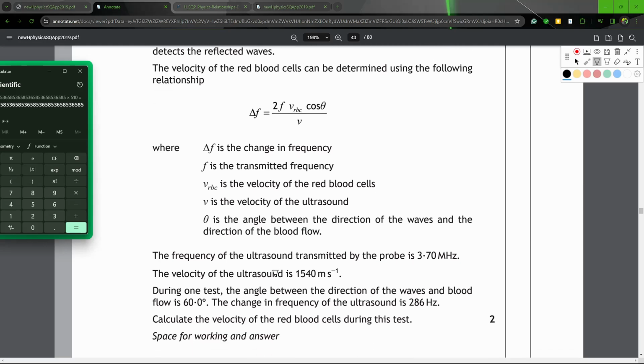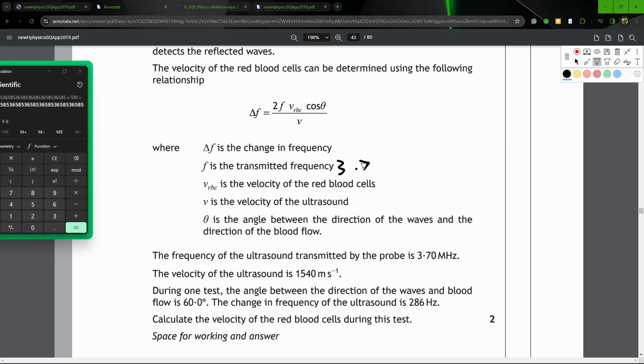The frequency of the ultrasound transmitted by the probe is 3.7 megahertz, because why not? So I'll write this in. The transmitted frequency is 3.7 times 10 to the 6. The velocity of the ultrasound was 1,540 meters per second, so I'll write it in there. During one test, the angle between the direction of the waves and blood flow was 60 degrees. The change in frequency of the ultrasound is 286 hertz. Okay, so I'm going to write that in.